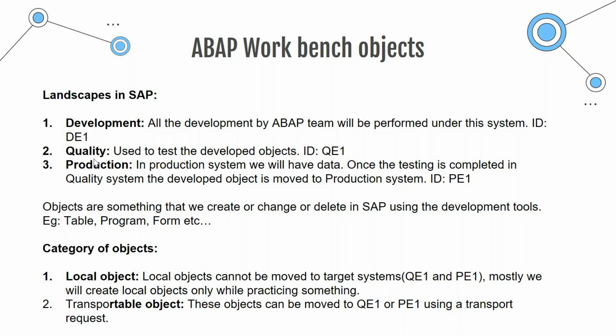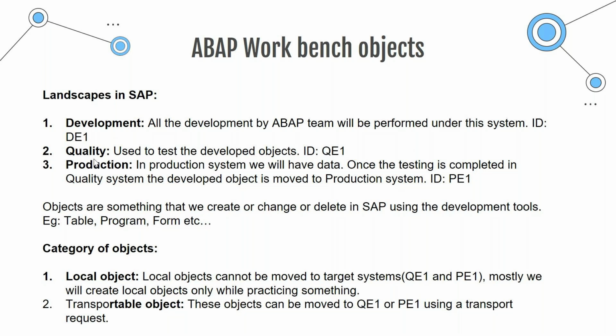No matter which project you get into, implementation, support, hybrid, rollout, upgrade, whatever the project is, or whatever region it is, India, US, UK, Australia, Dubai, every project will have a minimum of 3 landscapes. Few projects could have more, I'll tell you about that also. But every project will have a minimum of 3 systems. First is development, second is quality, third is production.